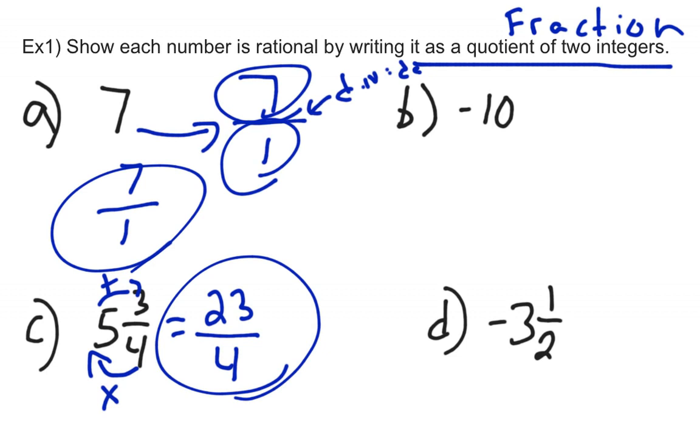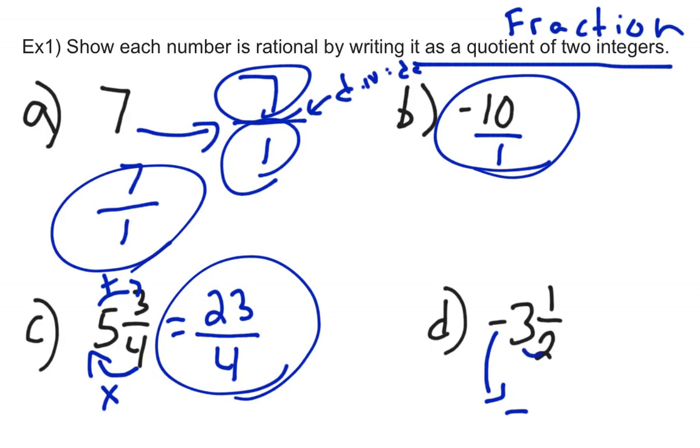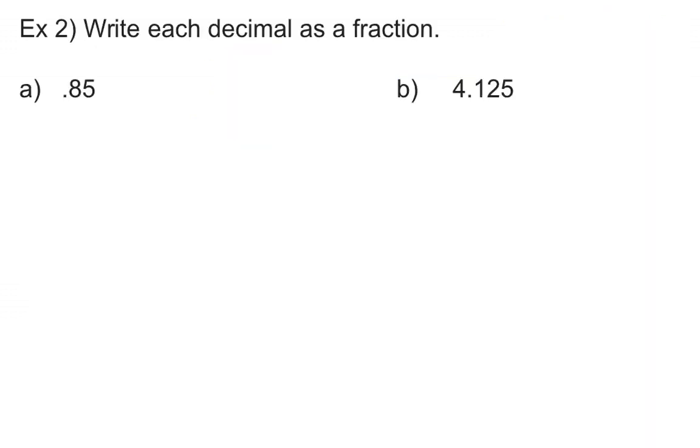Part B, well, negative 10. I don't care that there's a negative on there or not. It makes no difference to me. I'm still just going to write it over 1 and make it negative 10 over 1. Okay. Negative 3.5. Again, the negative doesn't mean anything to me. I'm just going to bring the negative down to my answer. And then I do this, change it to an improper. 2 times 3 is 6, plus 1 is 7. Denominator stays the same. So I get a negative 7 over 2. And that's how you're doing on those types of questions. They're basically just saying, show us that it's rational. And they're asking you to do that by writing them as fractions, because our rule was rational numbers are any number that can be written in fraction form. So all of these numbers are rational.